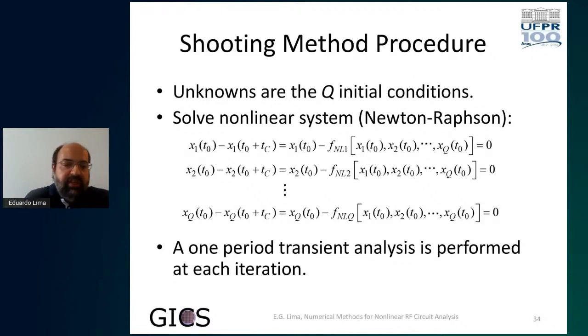Such nonlinear algebraic system of equations can be solved numerically, for instance, by the Newton-Raphson method. At each iteration of such numerical algorithm, a transient analysis is performed, but it is a transient analysis with a fixed duration equal to the fundamental period Tc.